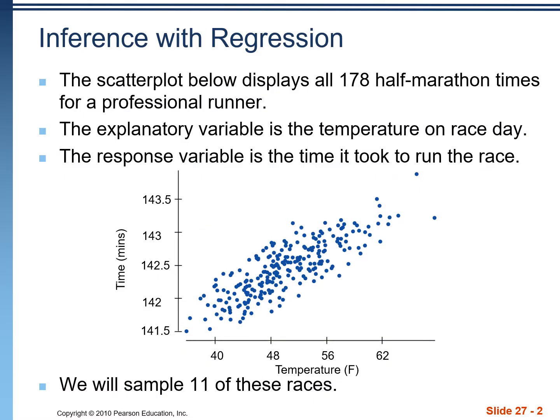For the example in the notes, we have a scatter plot showing all 178 half marathon times for a professional runner. The explanatory variable is the temperature on race day, and the response variable is the time that it takes for the runner to run the race. Since this is all of the runner's times, this is the population of all of those data values, paired data values between the temperature and the time it takes to run this half marathon. We're going to sample 11 of these paired data values from the population of all 178.